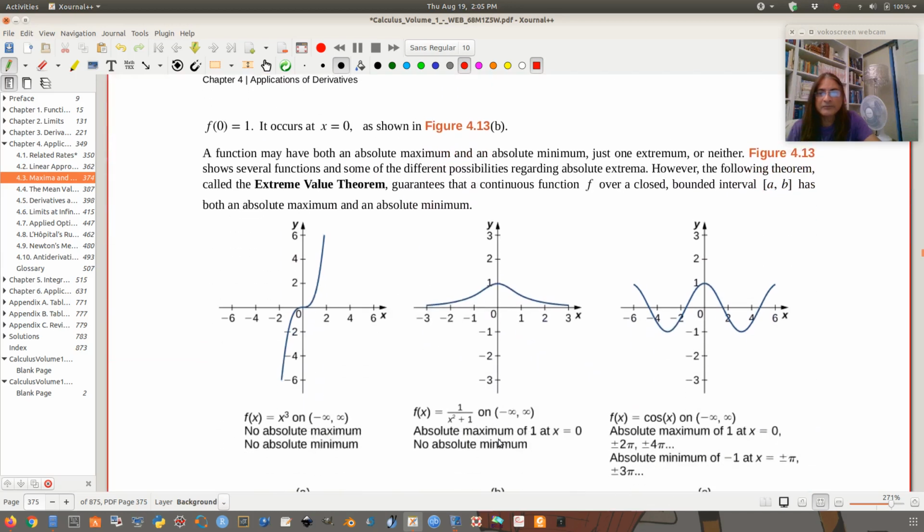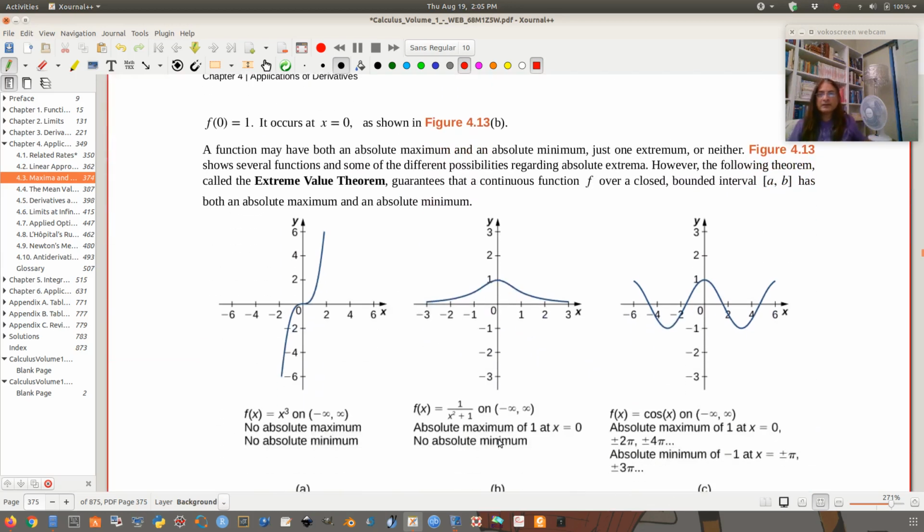All right. So there is something called the extreme value theorem, which basically says that if you have a closed and bounded interval [a, b], and you have a continuous function over that closed bounded interval, then it has a point at which an absolute maximum is obtained and an absolute minimum is obtained.